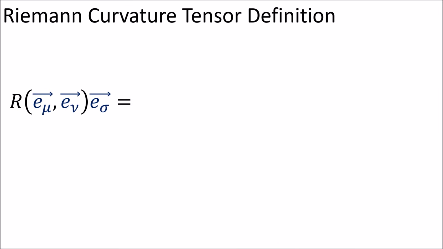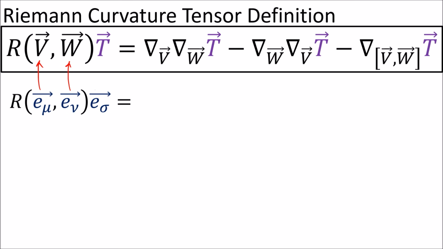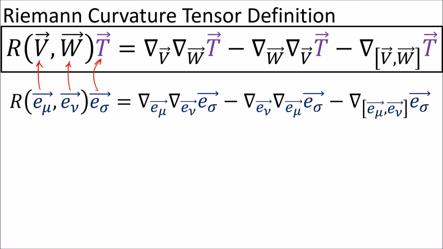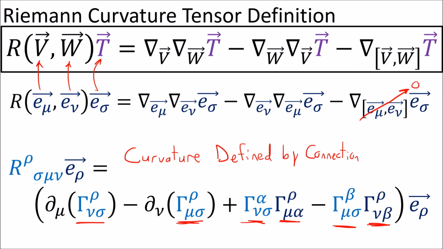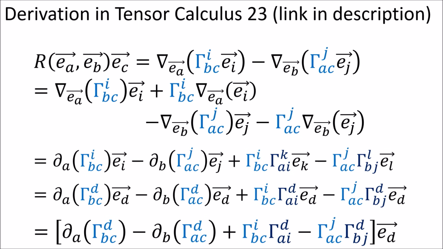Now, to get an actual formula for the Riemann components, we'd need to put basis vectors into this formula. As I stated before, the Lie bracket goes to 0 for any basis vector inputs. And the rest of the result becomes this big ugly formula. The important thing to notice is that this formula only depends on the connection coefficients and nothing else. So the curvature of a space is completely defined by the connection coefficients. The full derivation for this formula is in Tensor Calculus video 23, which is linked in the description.